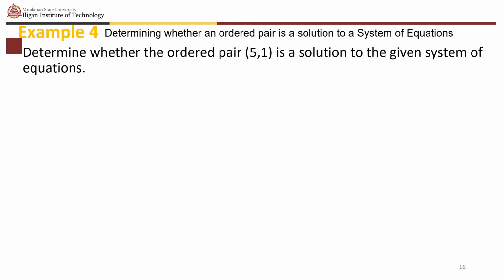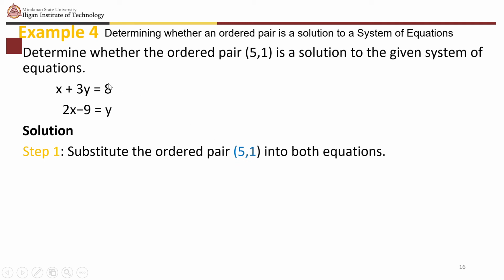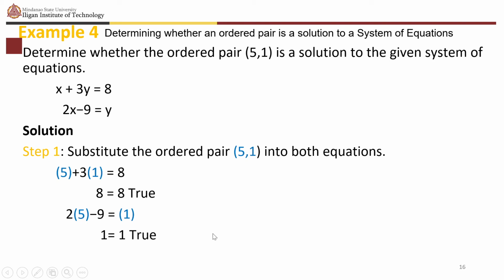So determine whether the ordered pair (5, 1) is a solution to the given equations: x plus 3y equals 8, and 2x minus 9 equals y. So you have these two equations, and you have to determine whether (5, 1) is a solution to this system. Simply substitute the ordered pair into both equations and determine whether it will satisfy. So 5 replaces x, 1 replaces y. So 5 plus 3 times 1 gives you 8, which is correct. Then substitute again on the second equation the value 5 for x and value 1 for y. You have 10 minus 9 equals 1, which is actually true. So (5, 1) is actually a solution to the linear equations x plus 3y equals 8 and 2x minus 9 equals y.